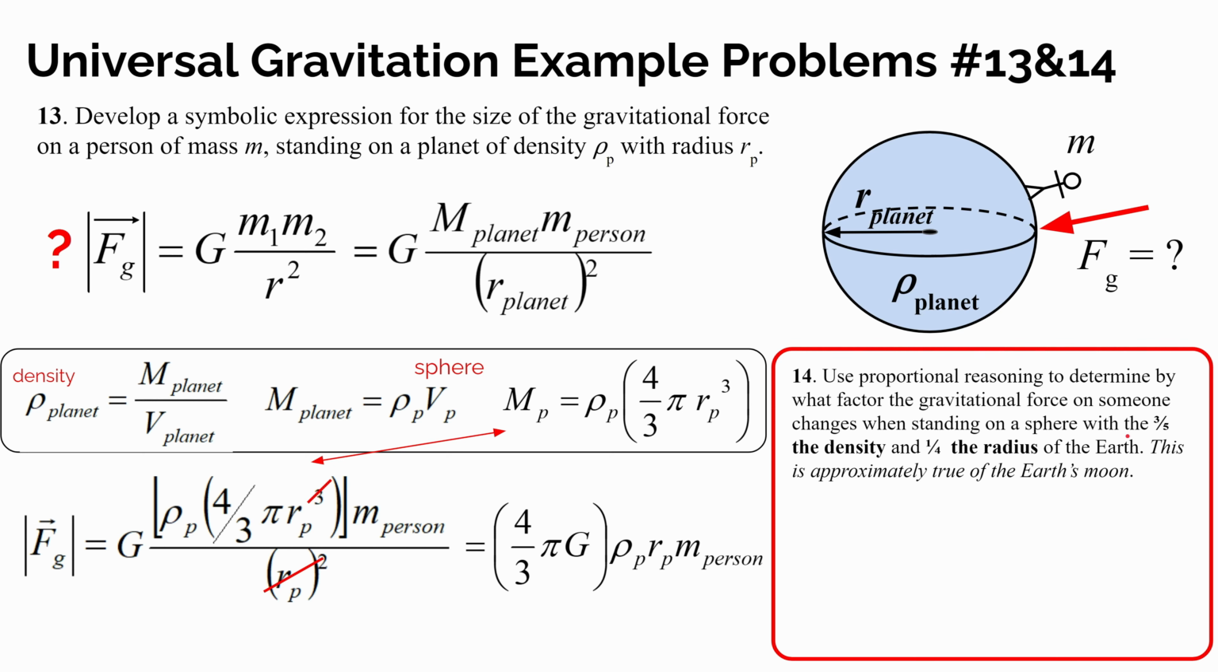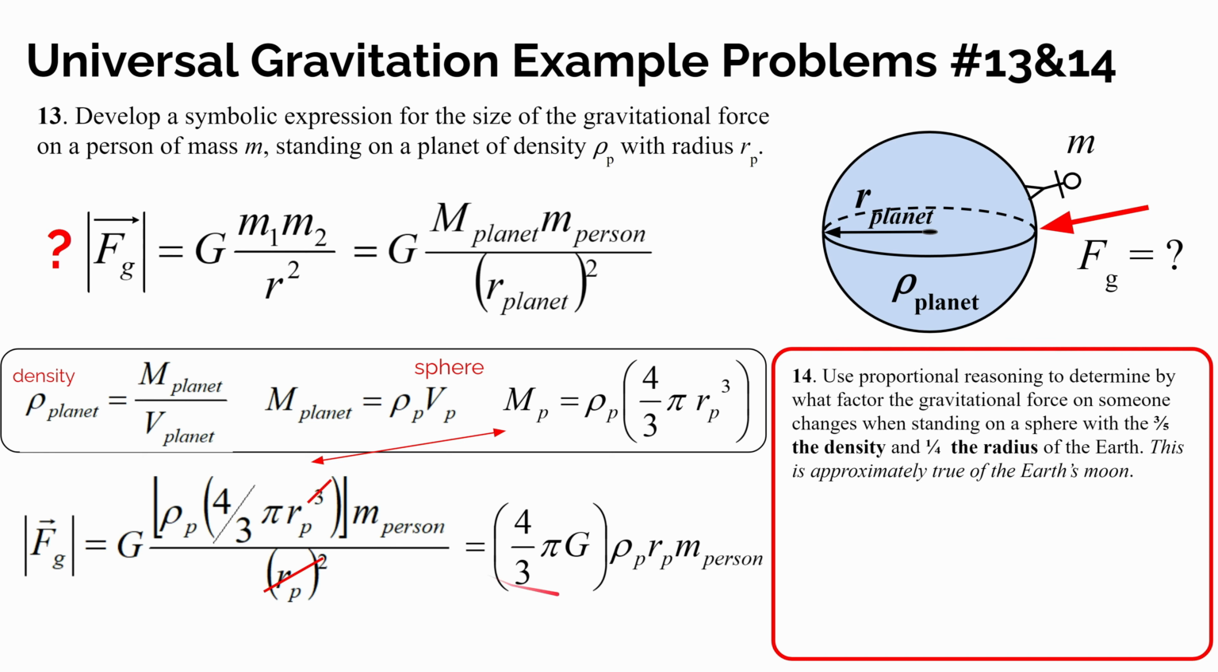And these changes are approximately true for the Earth's moon. Its density is about 3/5 the density of the Earth, and it's about 1/4 of the radius. And so we're going to figure out by what factor someone's weight changes if they were to stand on the moon's surface compared to the Earth's surface. Well, to answer this question, we really need to go through this whole process and develop a symbolic expression, which we just did, which tells us how the density of something and its radius both affect the size of the gravitational attraction on a person of mass m.